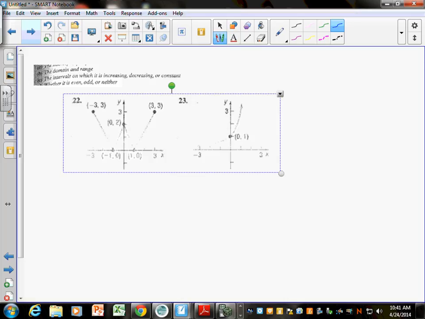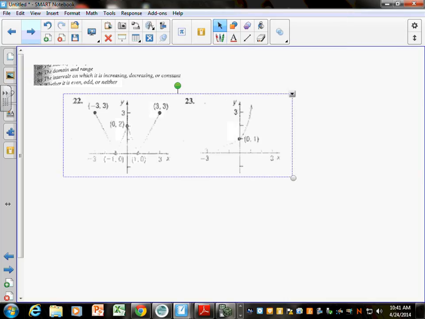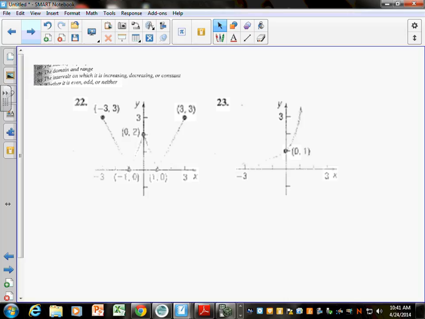This is terrible. What parts were you supposed to do on this one? 22 and 23. A, B, and C. What are the intercepts? What's the domain and range? Where is it increasing, decreasing, or constant? I wish the copier wasn't so crappy. Was it just A and C, or A through C? I think it was A dash C. A through C.